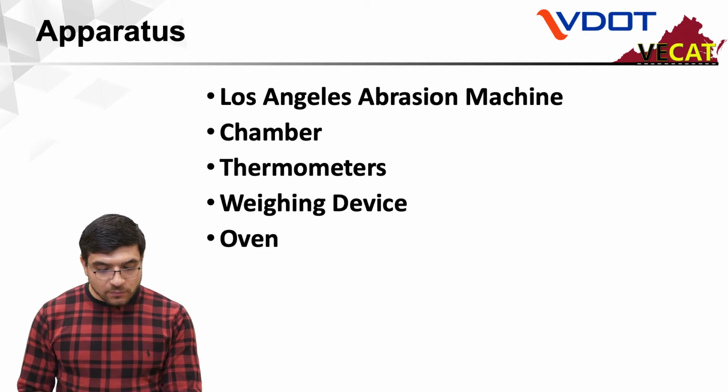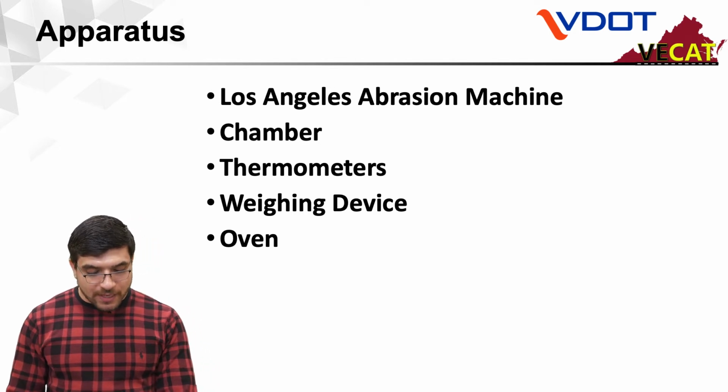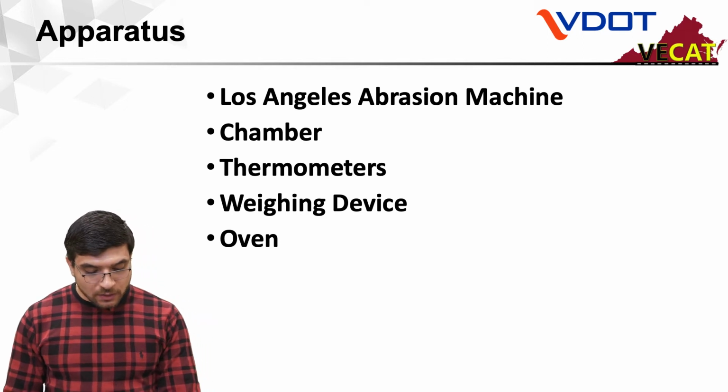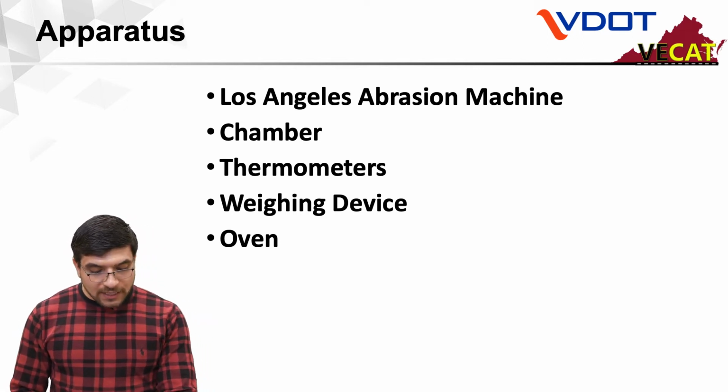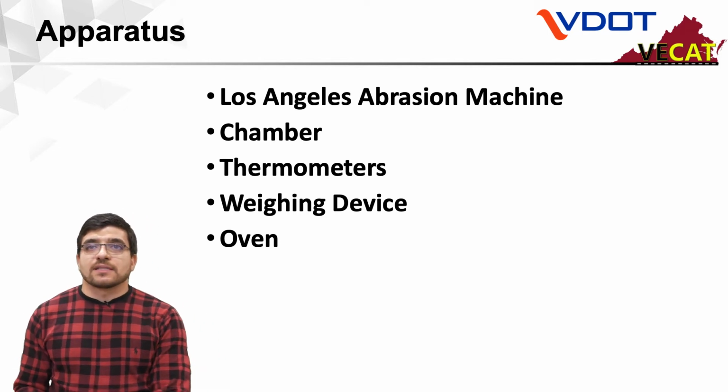We need a weighing device with sufficient capacity, readable to plus or minus 0.1% of the sample mass or better, conforming to the requirements of AASHTO M231. We also need an oven capable of maintaining the appropriate temperature for drying specimens to a constant mass.